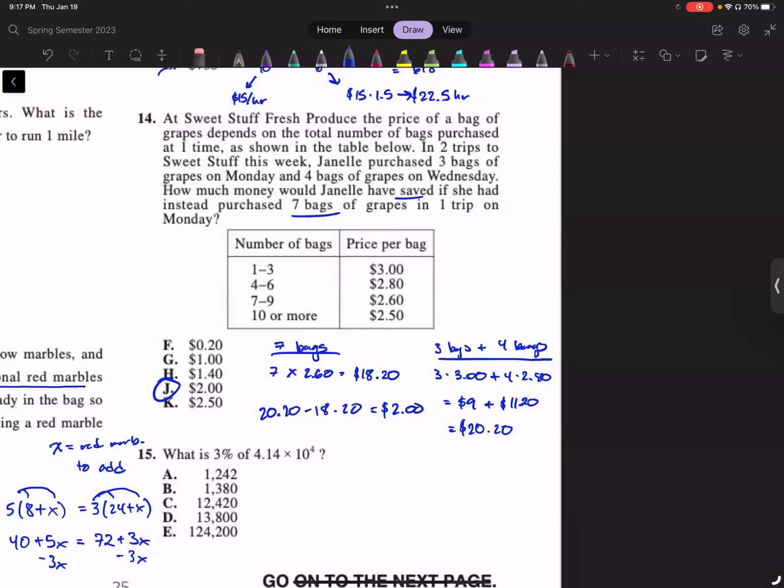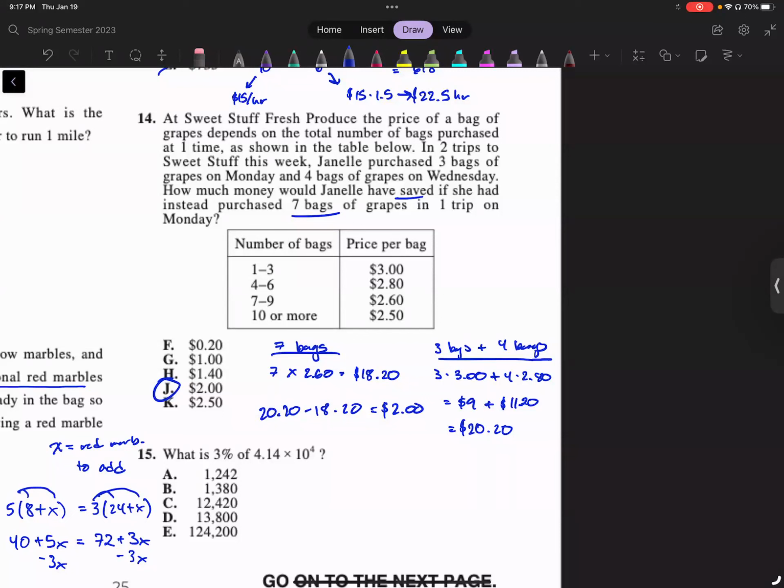And then you want to find the other scenario. So 2 trips, she did 3 bags plus the 4 bags. So the 3 bags would be 3 times the $3 per bag plus the 4 times the $2.80. So that would get me $9 plus, oh, I didn't see. See, that happens when you mistype. 4 times 2.8.